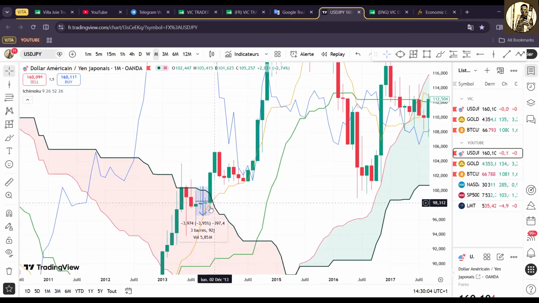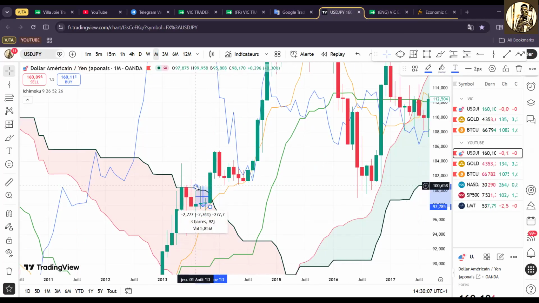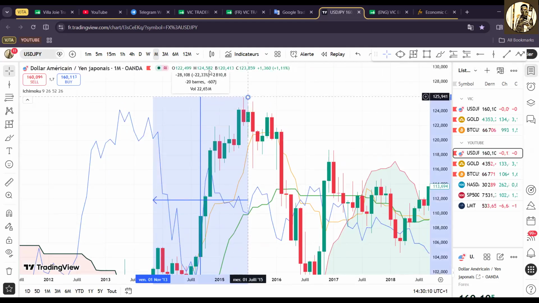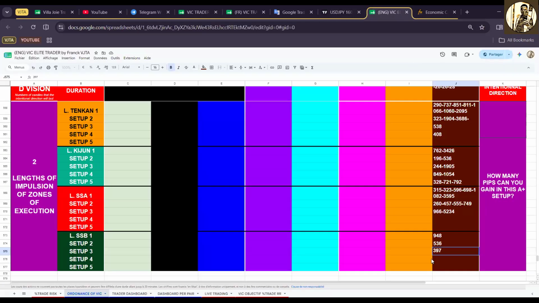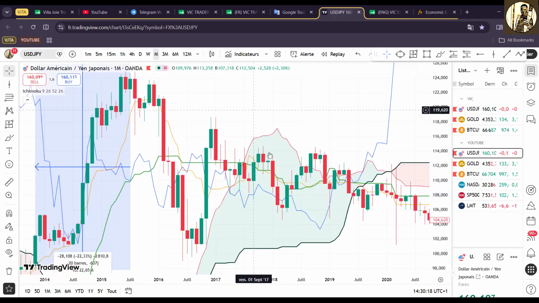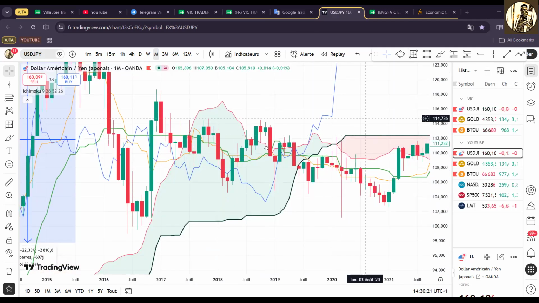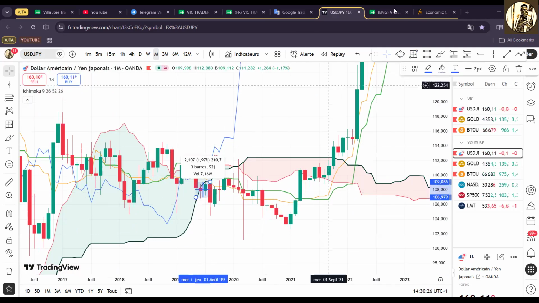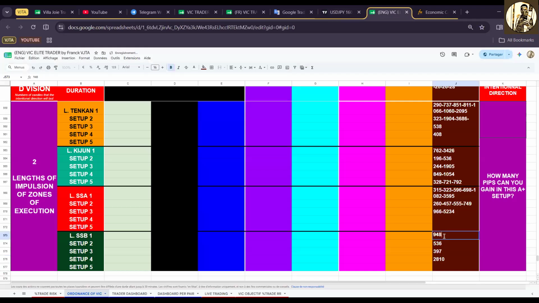Then from the last time SSB got touched up until the high here is 2,810. So we're gonna do the same thing just around here. So SSB got touched here. Maximum that it moved to the upside is 200 pips. For the first touch, 210 pips.